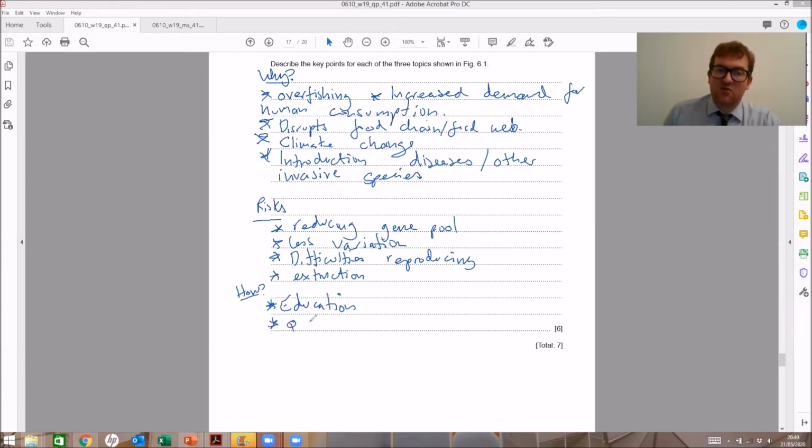You can set a quota. Now, a quota limits the amount of fish somebody can catch in a given time frame. Not only that, with the quota you could also look at fishing seasons. So during the reproductive season, you're not allowed to go fishing. And like anything, you need regulation and enforcement. So if somebody breaks these rules, you could put fines in place.